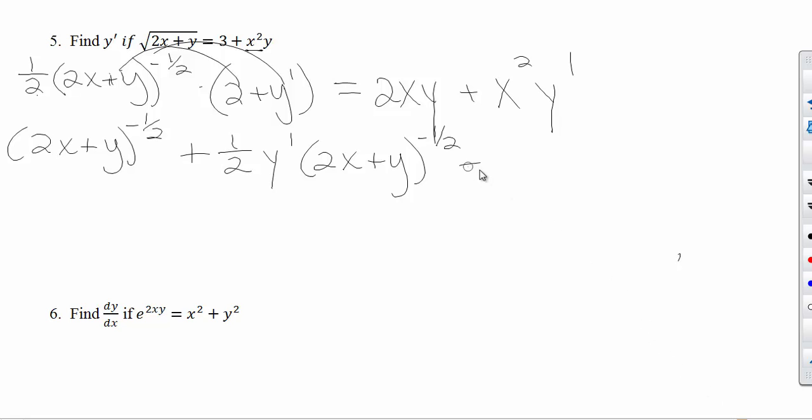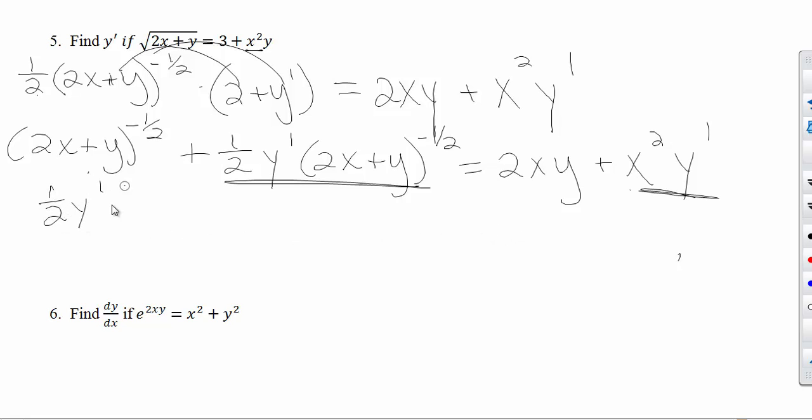And then equals 2xy plus x squared y prime. Now I need to collect the two terms that have y prime, this one and this one. So I'd bring those two to the left, it doesn't matter which side you bring it. And then I would bring this to the right. So I'd have 1/2 y prime, (2x plus y) to the negative 1/2, minus x squared y prime.